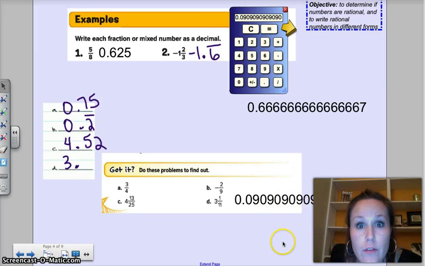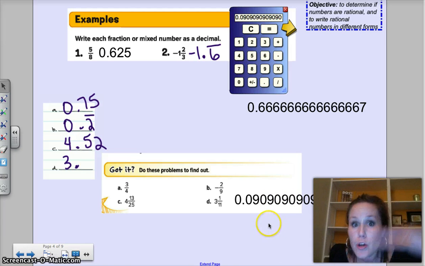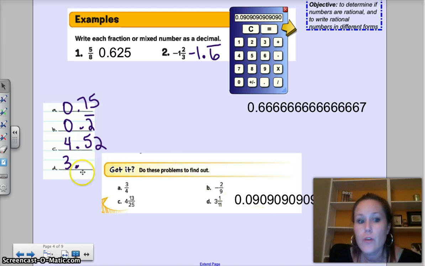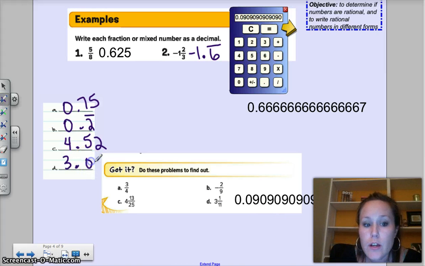0.09090909. The 09's go on forever. So that means I do not just put a bar over the 9. I have to put it over everything that repeats. So I'm going to put a line over the 0 and the 9. Awesome. All right, let's keep going.